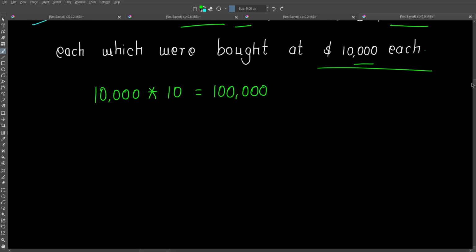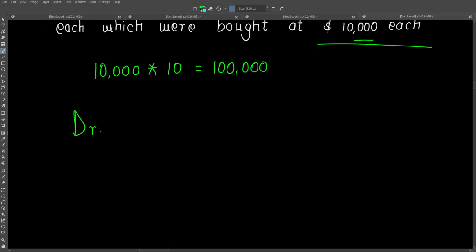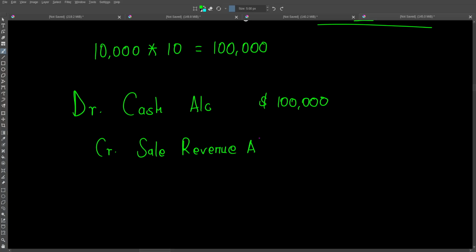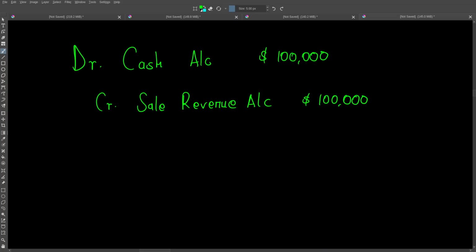So how do we record this? Remember, the moment you do that sale, let's say you have been paid in cash. You will have received cash, okay? So your cash account has increased by 100,000. And what will happen on the other end? You need to recognize a revenue. So we'll have a sales revenue account, okay? An amount of 100,000.